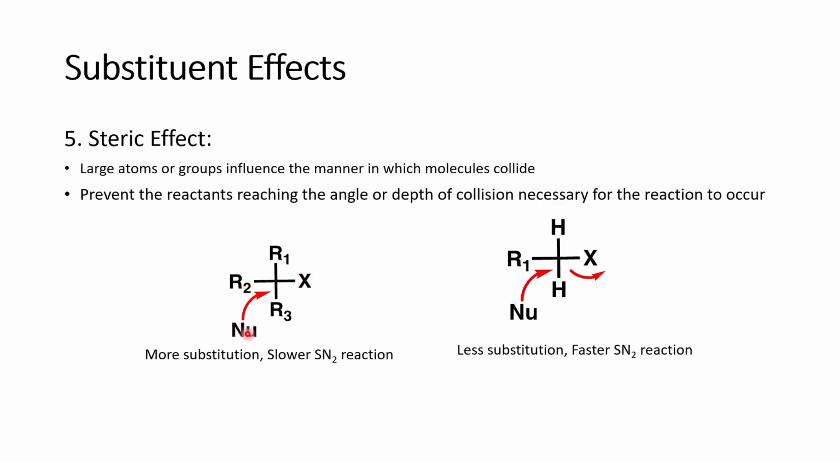So here I have two different examples. In the first case, I have more substitution, and therefore the SN2 reaction is very slow because the nucleophile cannot reach the carbon where the leaving group is. In the other case, I have less substitution, and because of that we can observe a faster SN2 type reaction, because now the nucleophile can easily reach the carbon which is next to the leaving group.